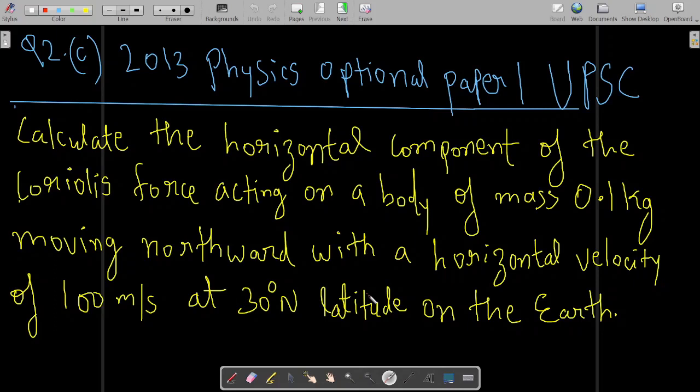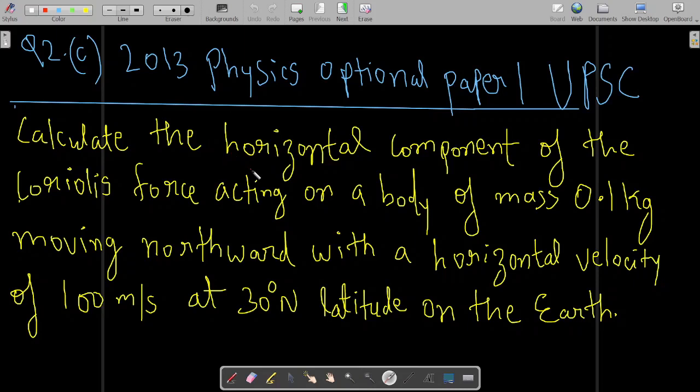You already know that due to rotation of the earth there is Coriolis force, but what is the formula of that Coriolis force actually? Based on that formula we need to solve this particular question. We have to calculate the horizontal component of the Coriolis force, not the total Coriolis force, but only its horizontal component.